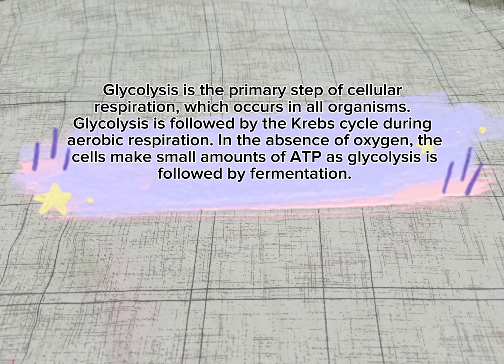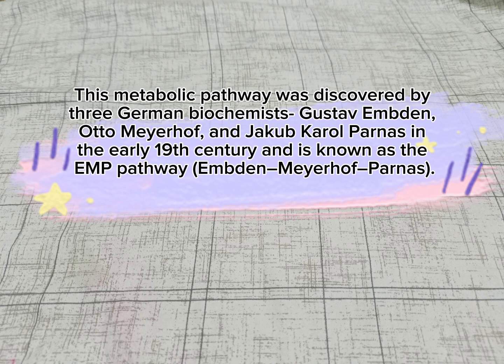Glycolysis is the primary step of cellular respiration, which occurs in all organisms. Glycolysis is followed by the Krebs cycle. During aerobic respiration, in the absence of oxygen, the cells make a small amount of ATP as glycolysis is followed by fermentation. This metabolic pathway was discovered by three German biochemists.